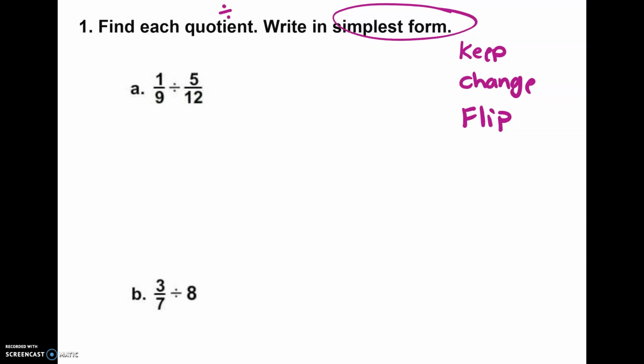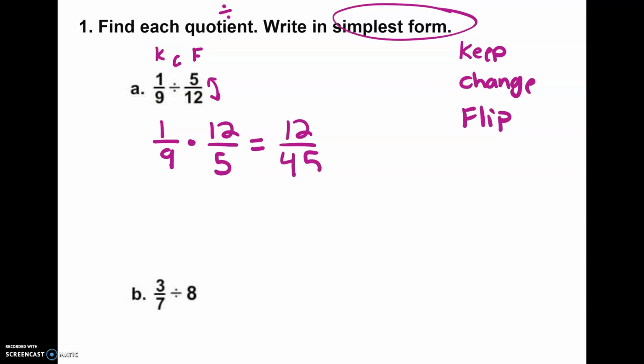So you're going to keep the first number the same. We're going to change the division sign to multiplication, and we're going to flip our second fraction. So keep 1/9, doesn't change. Division becomes multiplication. And 5/12, we got to flip over. So we just flip it, 12 over 5. And then same process, multiply top, multiply bottom. So 1 times 12 is 12. 9 times 5 is 45.